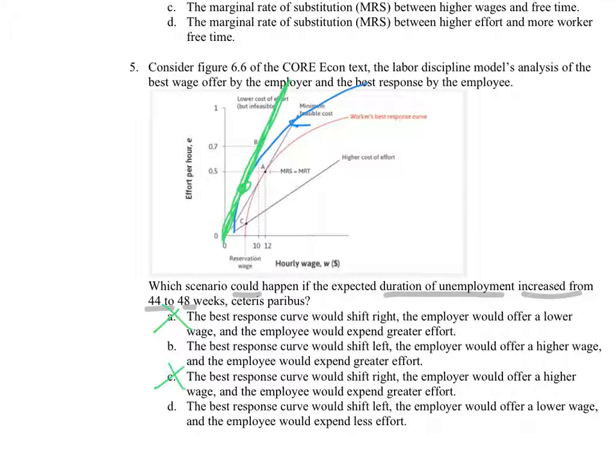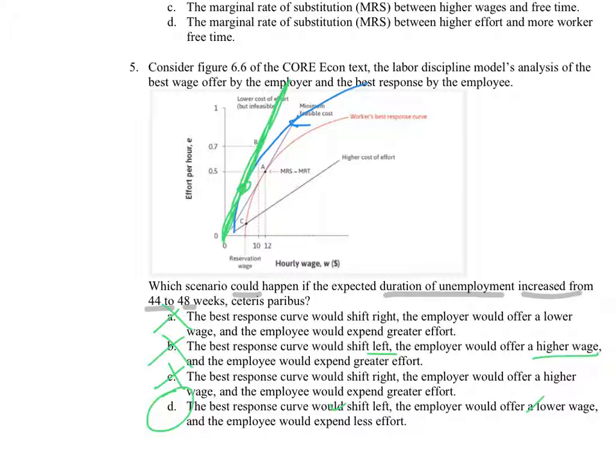The best response curve would shift left. The employer would offer a higher wage. Oops, no way, not possible. It's got to be a lower wage. So that leaves us just D. And the best response curve would shift left. The employer would offer a lower wage.